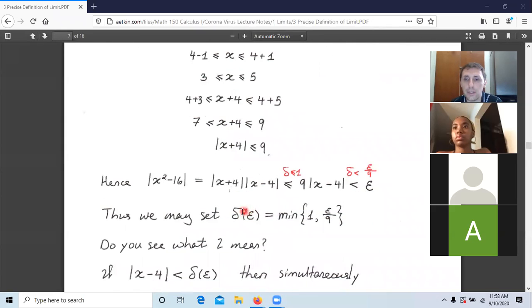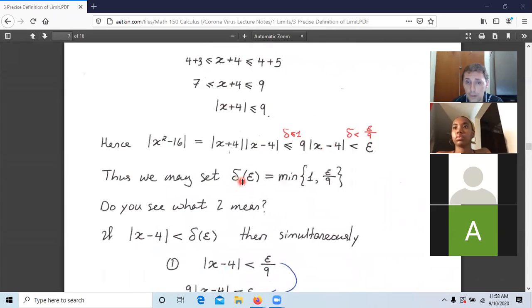So here is how the construction then goes through. The absolute value of X squared minus 16 can be factored into the absolute value of X plus 4 times the absolute value of X minus 4. Because delta is less than or equal to 9, the absolute value of X plus 4, I just took this part and found that it's always less than a fixed number. It's less than 9 times the absolute value of X minus 4. And this is going to be less than epsilon as soon as X minus 4 is less than epsilon over 9. Do you see that?